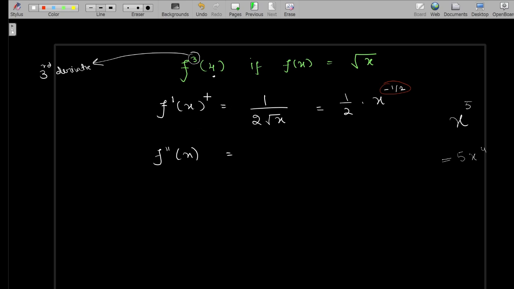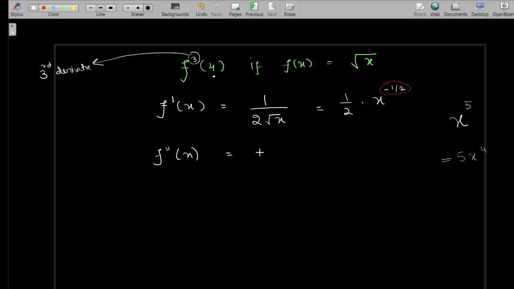Wouldn't that be converted to root x? No, don't think about roots. Just tell me the exponents. What will be the exponents? Negative 1/2 minus 1 is equal to negative 3 over 2.